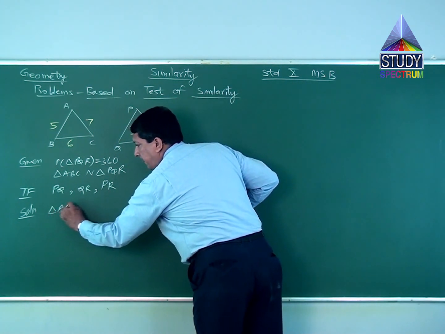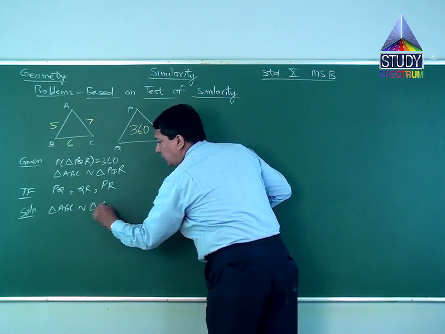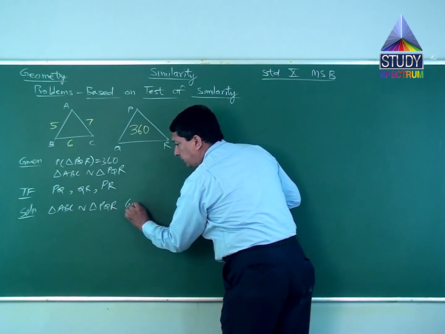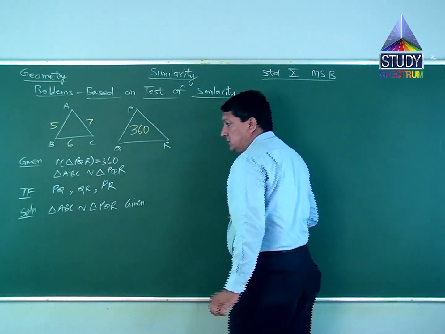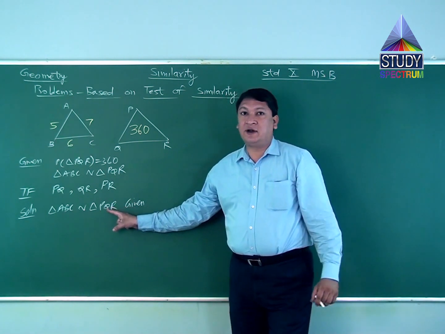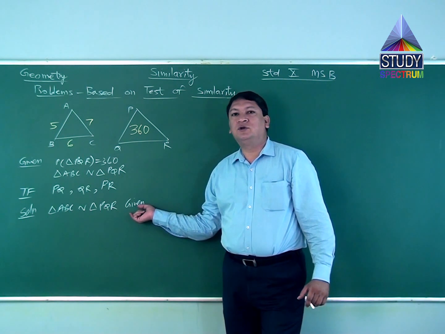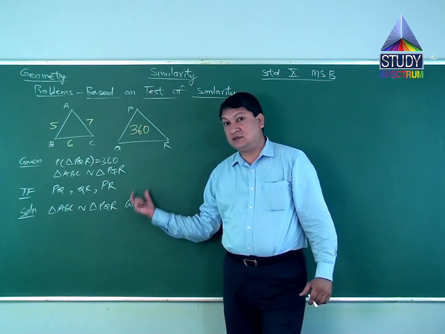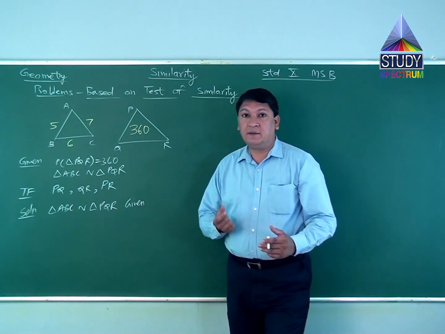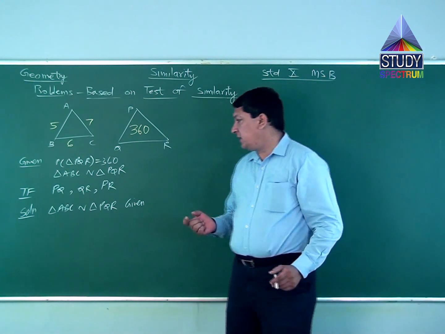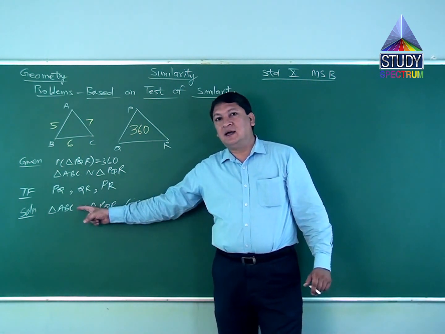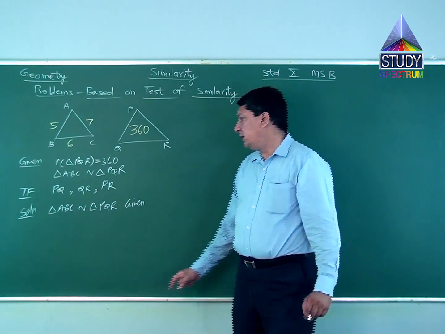Triangle ABC is similar to triangle PQR. This time it is already given. In the previous two sums, when we got the answer for triangles being similar, we applied a test for similarity. That was the AA test. If you remember, before this we have done two sums in which we applied the test for similarity. But in this one, the triangles are already given to us as similar.